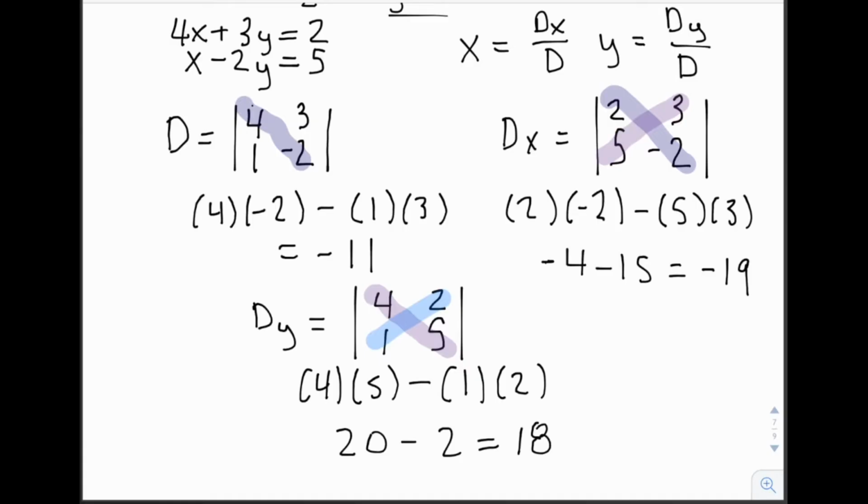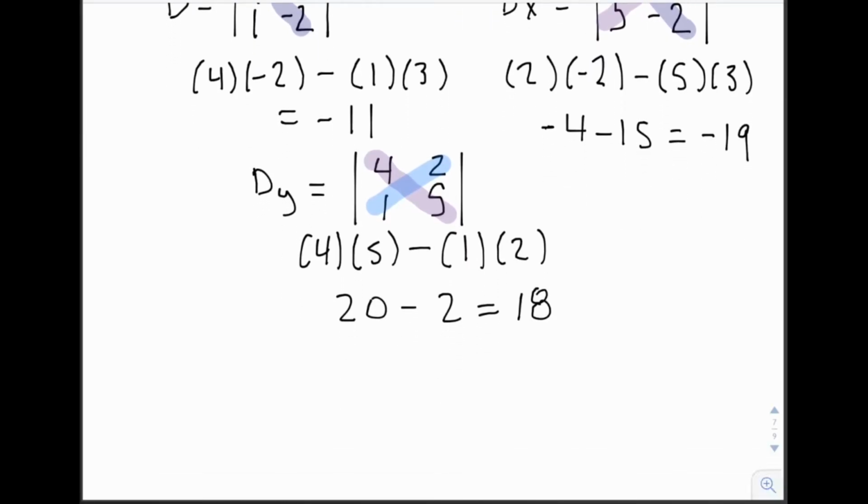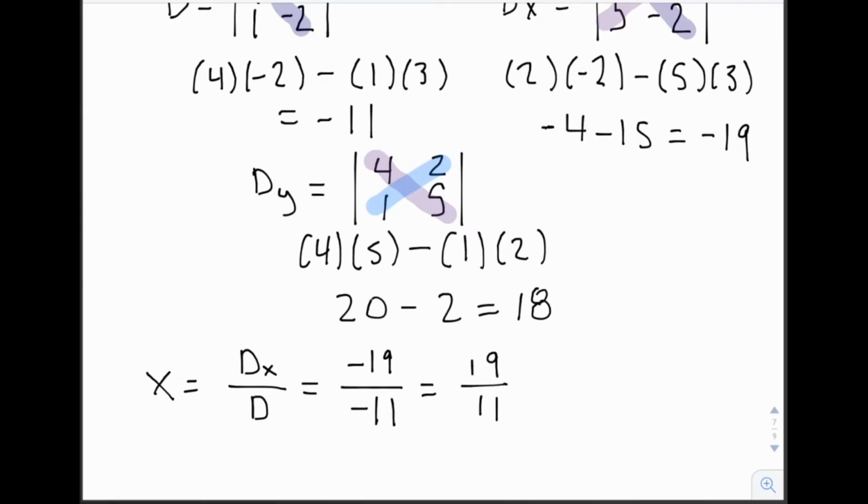And then finally, our determinant of y is equal to 18. So we can go ahead and figure out what our x and our y values are based off of this information here. So again, let's go ahead and set that up. Our x value is going to be equal to our determinant of x divided by the determinant. So in other words, we're going to have a -19 here divided by this -11. So what should that get us? Well, that'll get us a 19 divided by 11.